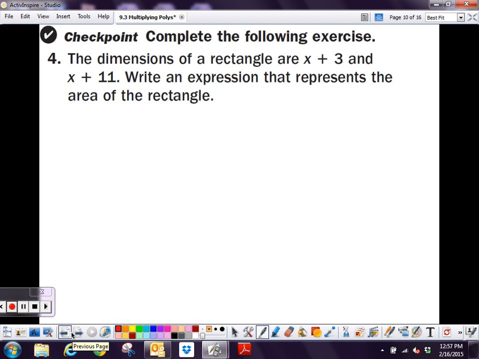All right, I'm going to read this one and then I want y'all to write the expression. The dimensions of a rectangle are x plus 3 and x plus 11. Write an expression that represents the area of the rectangle. Okay, so I want y'all to go ahead and write what this expression would look like for the area.